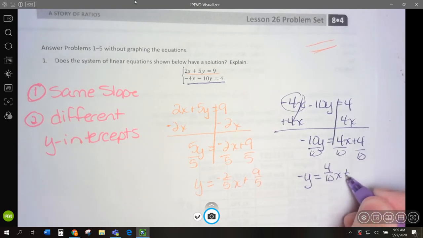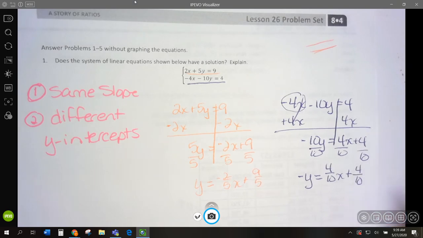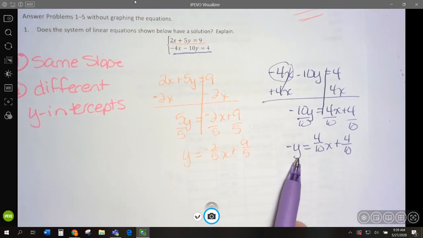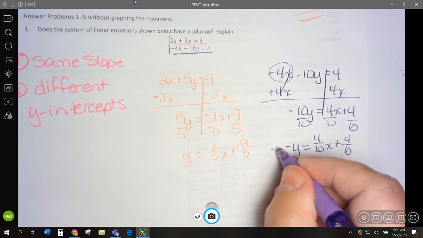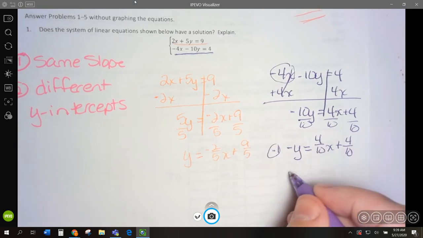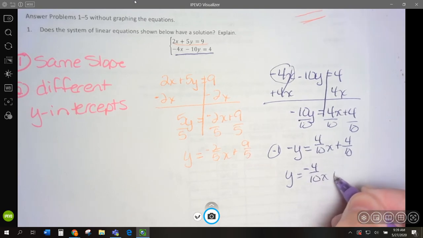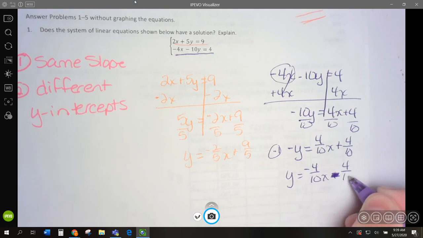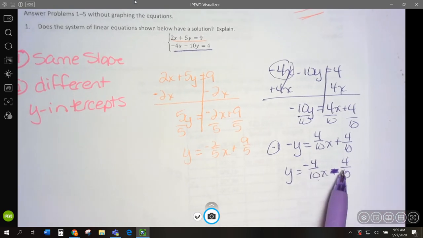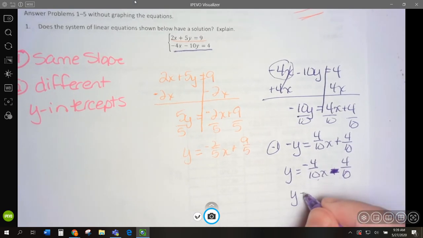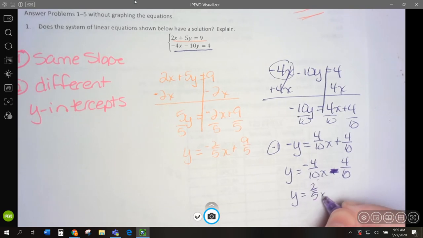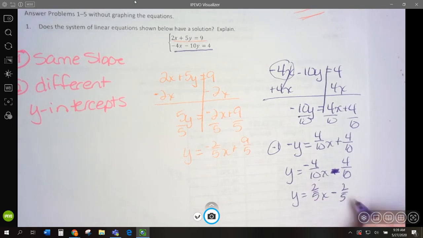x plus 4/10. Now, let's get rid of the negative on the y by multiplying everything by negative 1. And that we would get y equals negative 4/10 x minus, because that's going to switch, 4/10. 4/10 we can reduce, right? y equals negative 2/5 x minus 2/5.